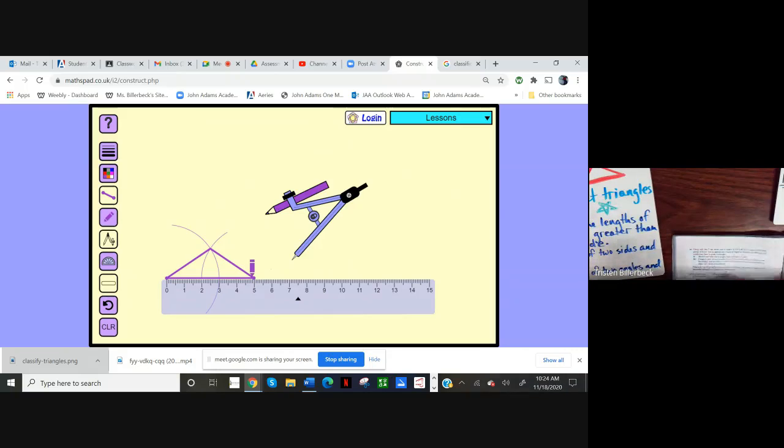Okay, the other qualification of making a triangle is you have to have the measure of two sides and an angle. So if we had these two sides and some angle, we could make a triangle. Okay, or the measure of two angles and a side.